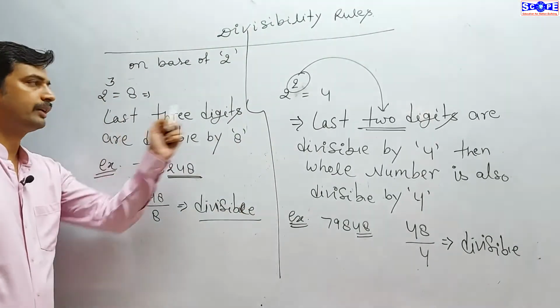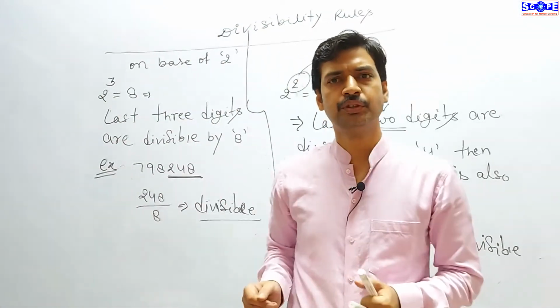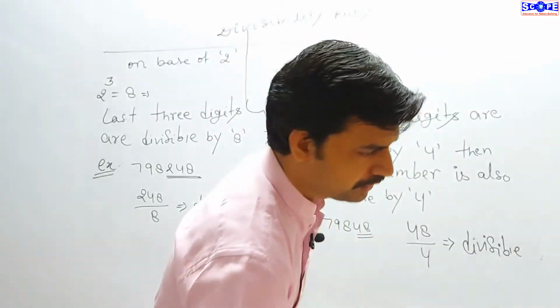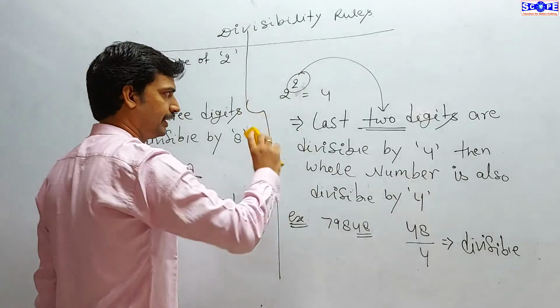Clear? So on we can make the rules for 16, 32, because in 16 the power is 4. So we can use the last 4 digits. So no need to write these rules, just make dot dot dot dot. You can take it up to infinity.